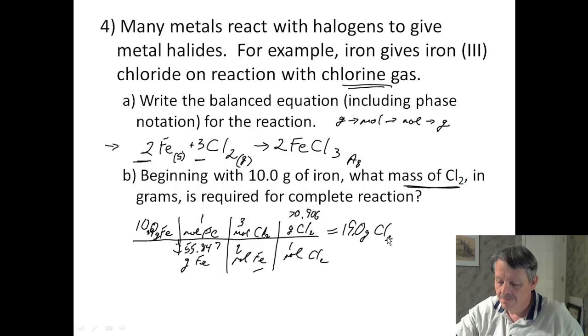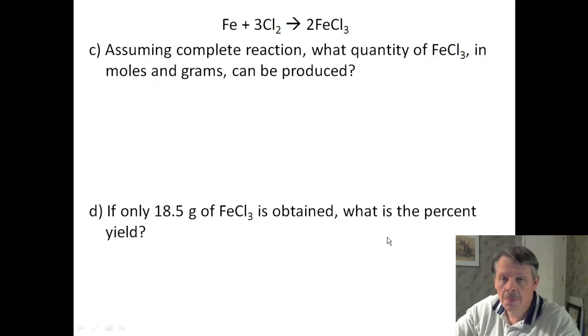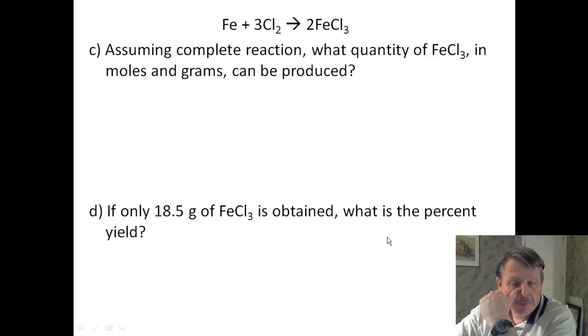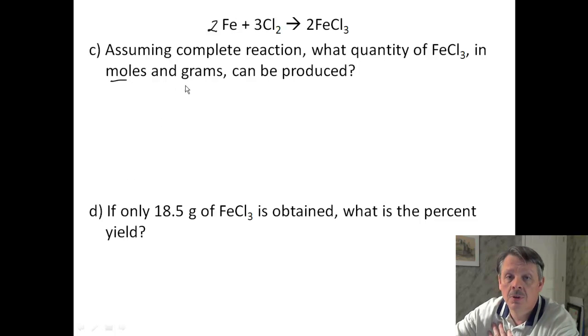Okay. Everybody okay? Now, let's keep going. Got my balanced chemical equation up here, almost. It is balanced now. And assuming a complete reaction, what quantity of iron chloride in moles and grams can be produced? All right, so let's do this one at a time.